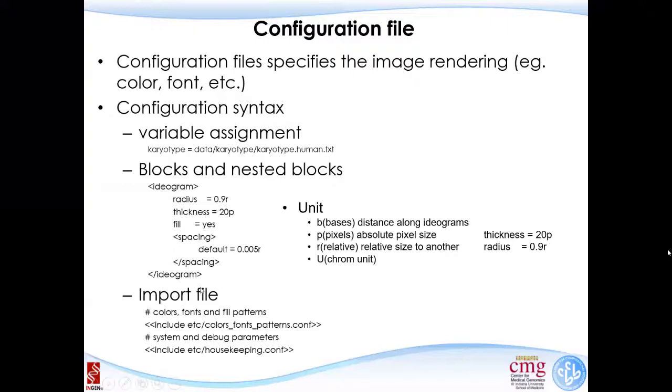Like I said, the main configuration file can load separate configuration files for different purposes. For the color, font and fill patterns, it always loads from this file. For the system and debug parameters, it always loads from the housekeeping file. Sometimes we need to define the length of the image or figures, so these are the units used in Circos: b means base, p is pixel, r is relative, like 20% or 30%, and u is a special chromosome unit.